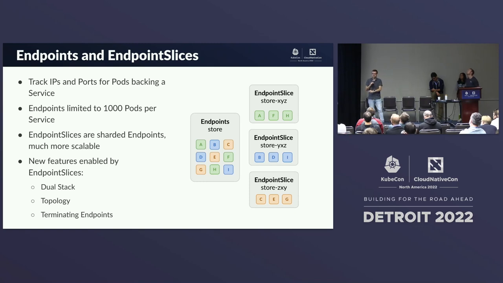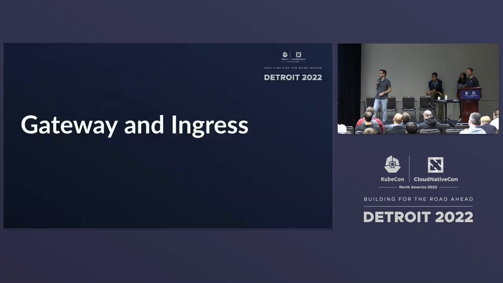Most new features in Kubernetes are going to endpoint slices. So although the endpoints API is stable and will continue to exist forever, as far as I know, the endpoint slice API has new features and is more broadly used at this point. So things like dual stack, topology aware routing and terminating endpoints have all been unique to endpoint slices.